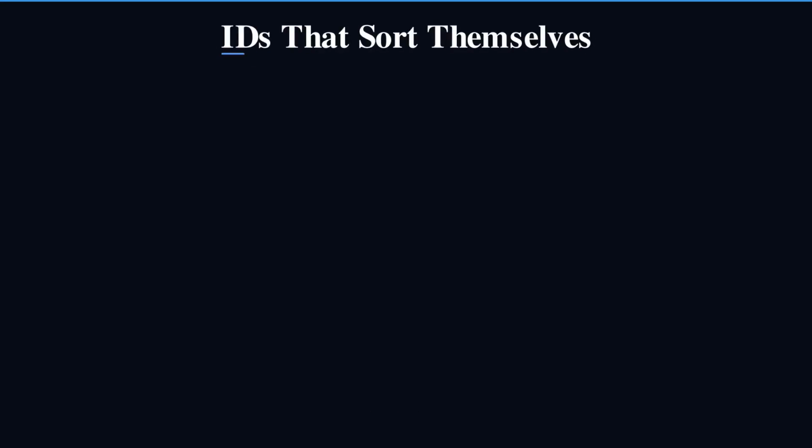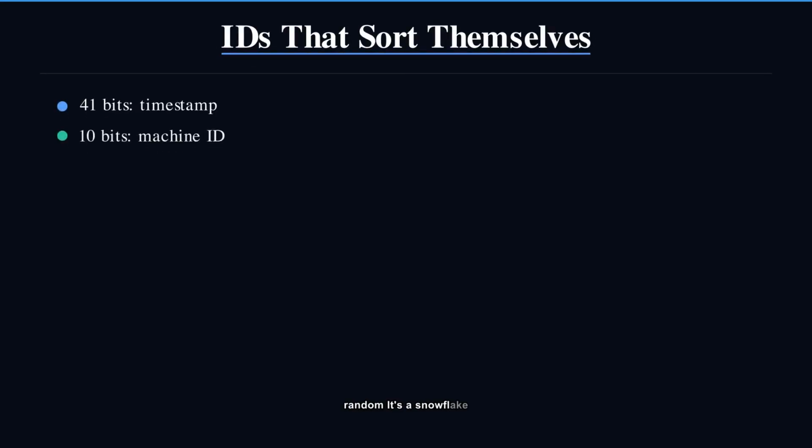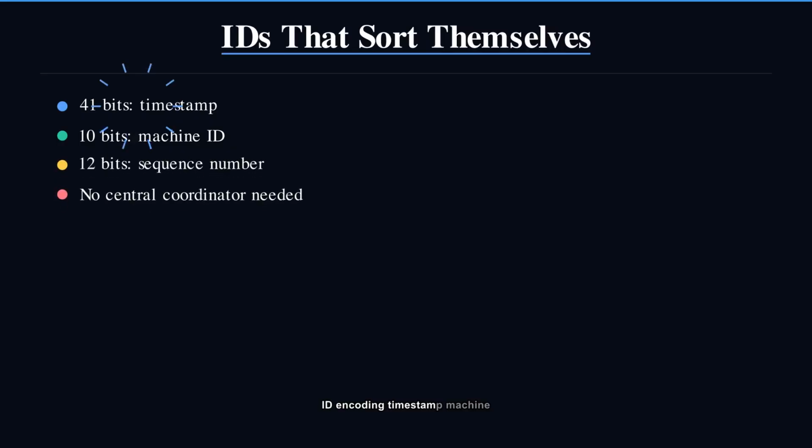Here's the clever part. Every tweet ID isn't random. It's a snowflake ID, encoding timestamp, machine ID, and sequence. Higher ID always means newer tweet. No separate timestamp index needed. Sorting your timeline is just sorting numbers.